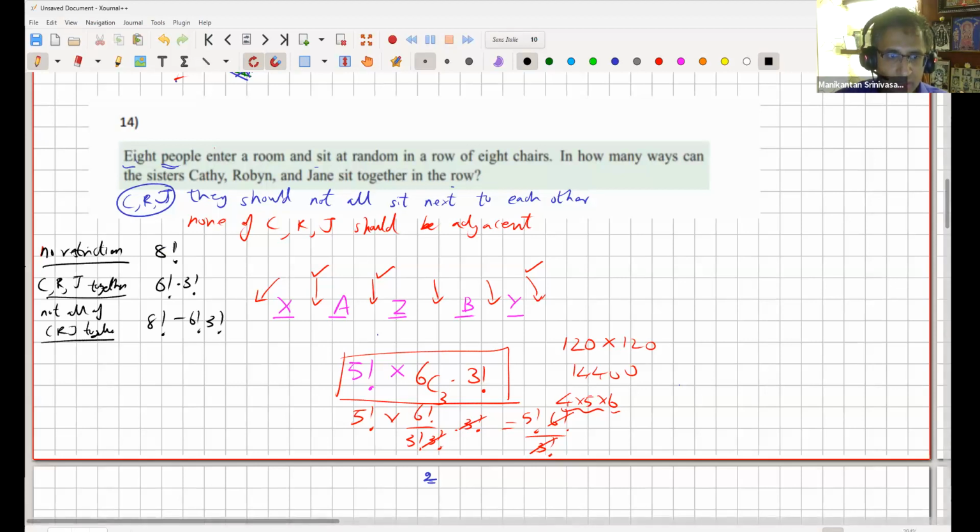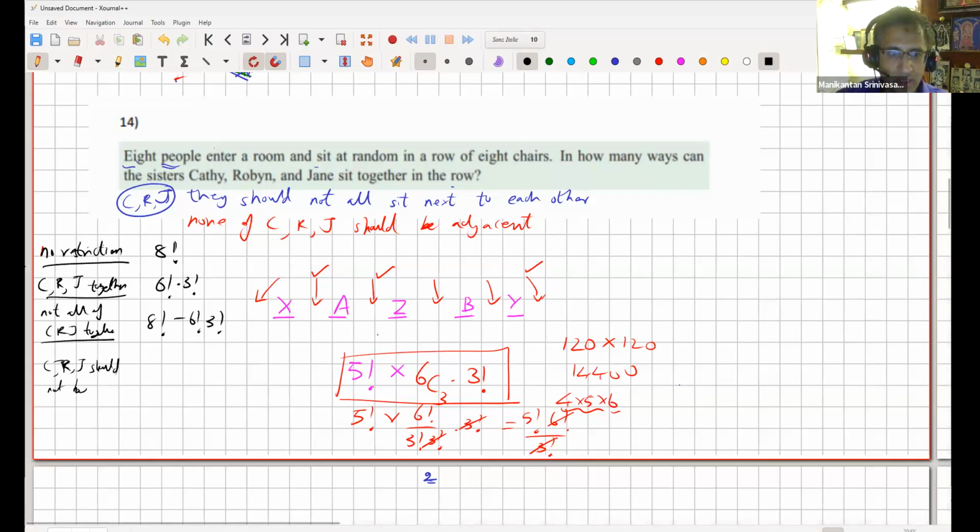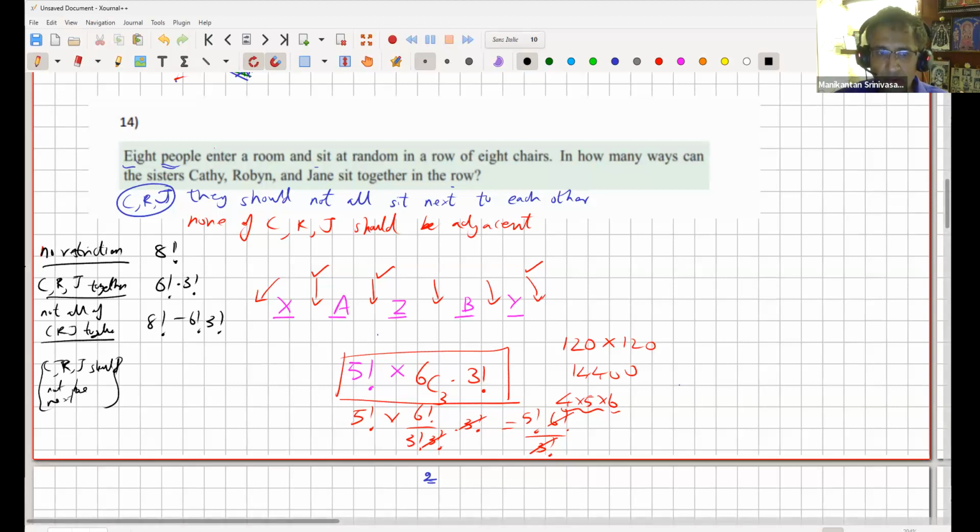Now this is the 4th case where I'm saying C, R, and J, none of them can be sitting next to each other, right? They should not be next to each other. Okay, so this is the 4th. Now what are you proposing? You tell me for this.